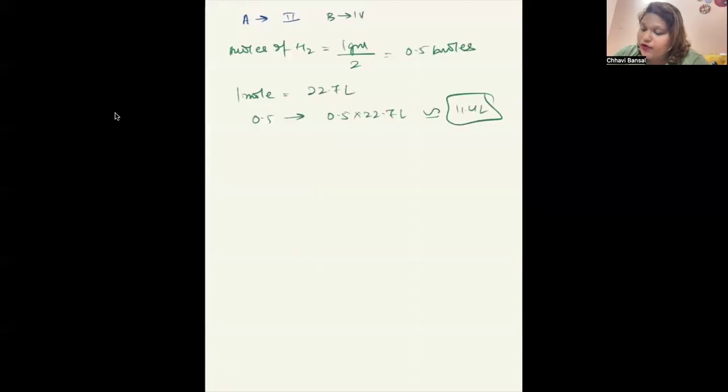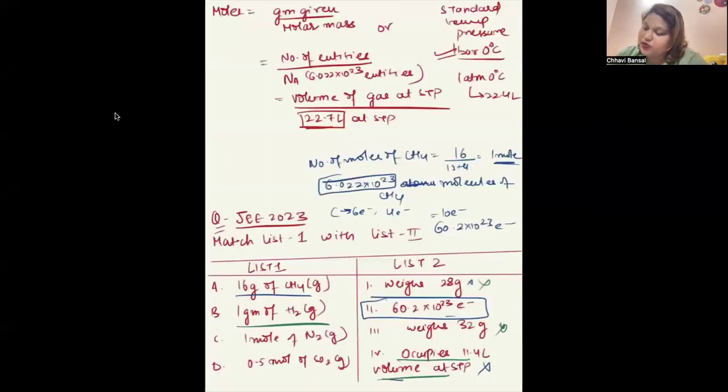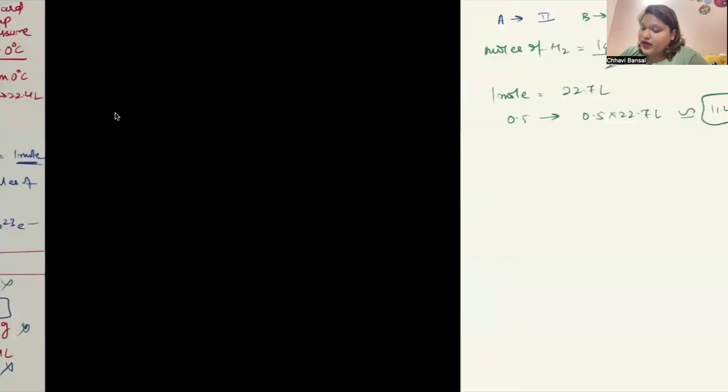B equals 4. Fine. Both the things are done. Let's see the third option, 1 mole of N2. Now we are already done with the second and fourth. Only the first and second are left, which is weight, right? So now we are given the moles, and we have to calculate the weight. So let's calculate the weight.